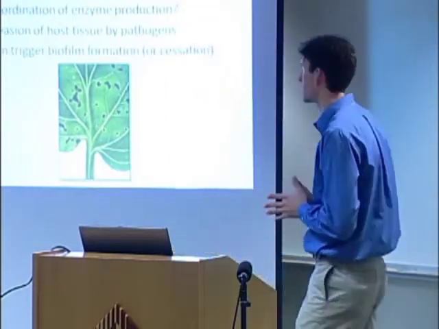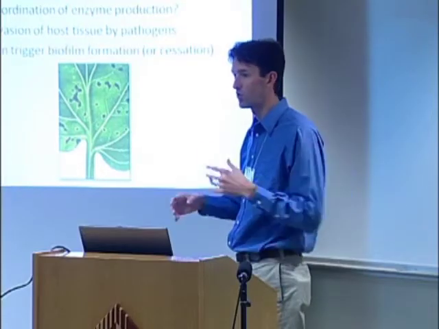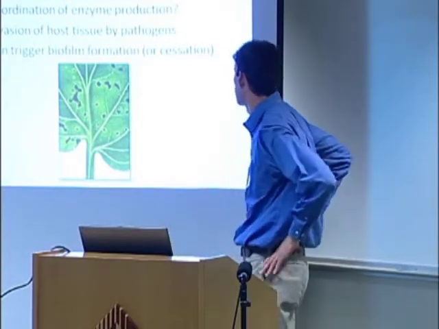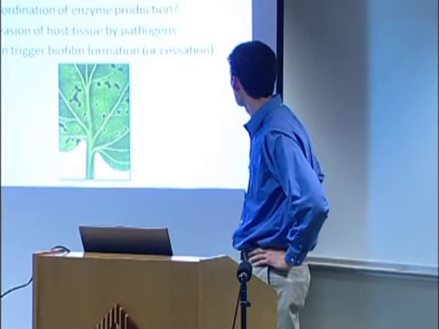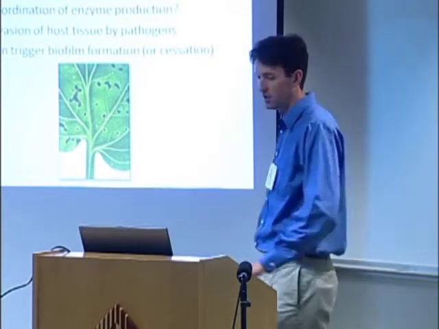So the ecosystem level consequences of this, I think, are potentially pretty broad as well. These quorum sensing molecules could potentially coordinate enzyme production among bacteria or fungi that live in the soil or the ocean. And then we also know that they are involved in the invasion of host tissue by pathogens, so they can control the movement of carbon from living plants into dead biomass as well. And as we heard earlier, they can help to trigger biofilm formation or cessation.